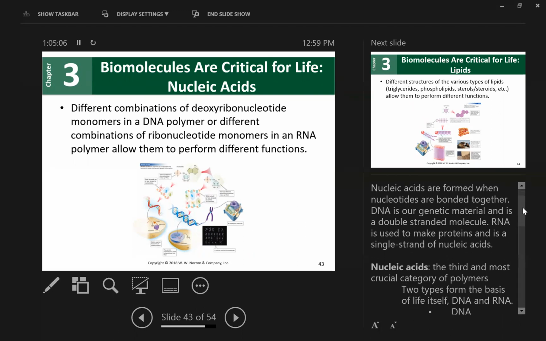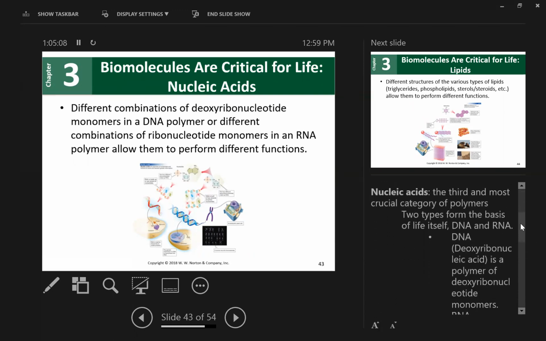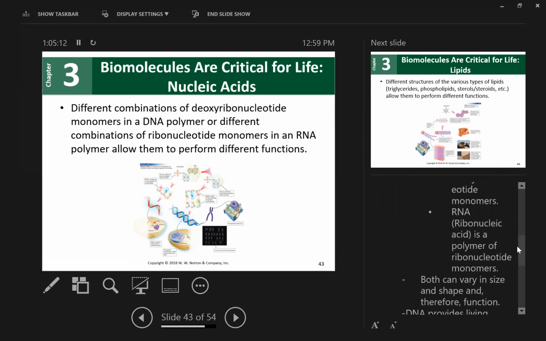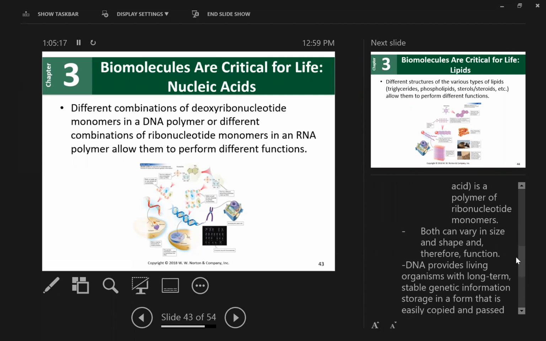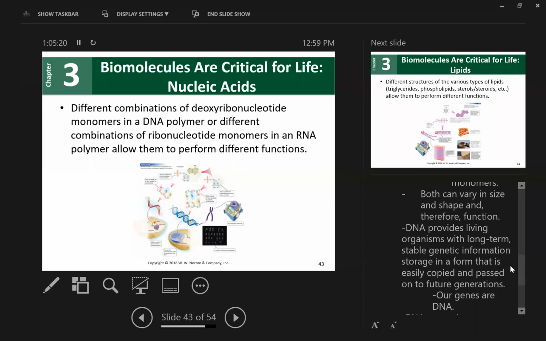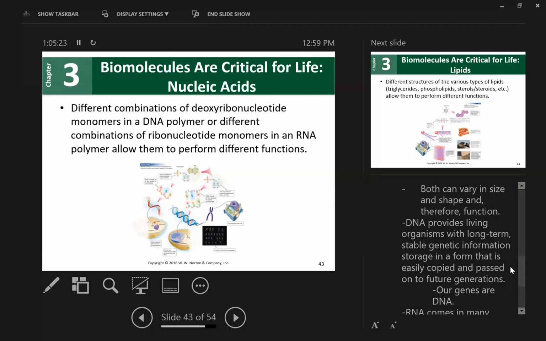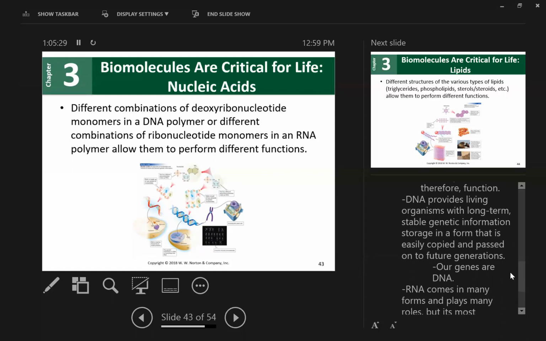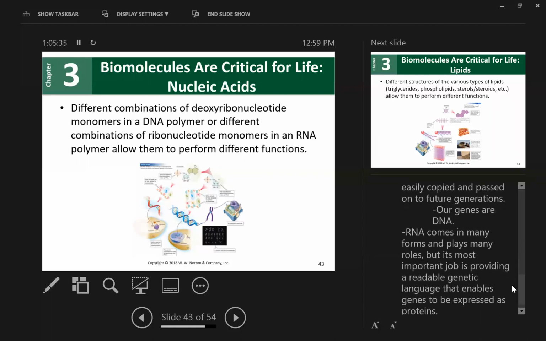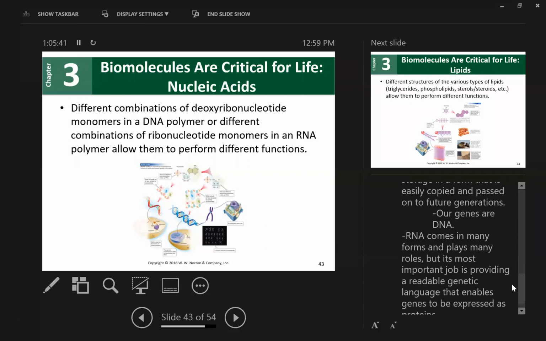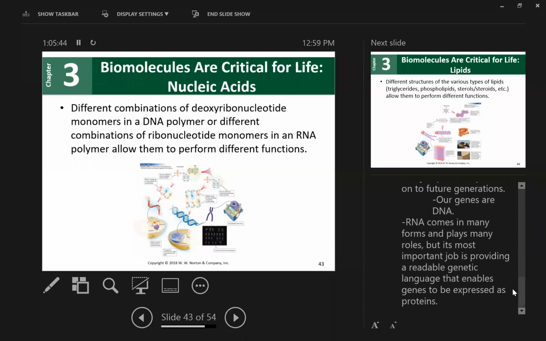So there's two types that form, like I just said, the DNA and the RNA. And they can both vary in size, shape, and function. DNA provides living organisms with long-term, stable genetic information storage in a form that can be easily copied and passed on to future generations. Our genes are DNA. RNA comes in many forms and plays many roles, but its most important job is in providing readable genetic language that enables genes to be expressed as proteins.